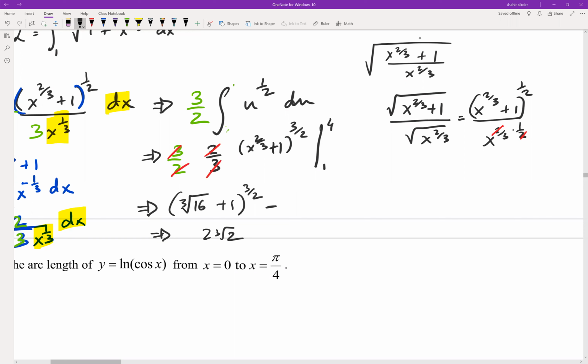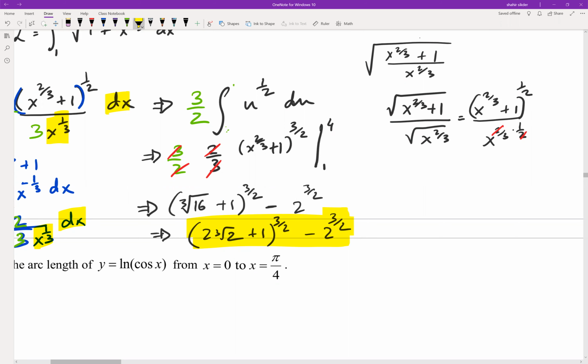1 raised to anything is 1. 1 plus 1 is 2. 2 raised to the 3/2. So that is our final answer. Always leave it in exact form unless the question asks for a decimal.